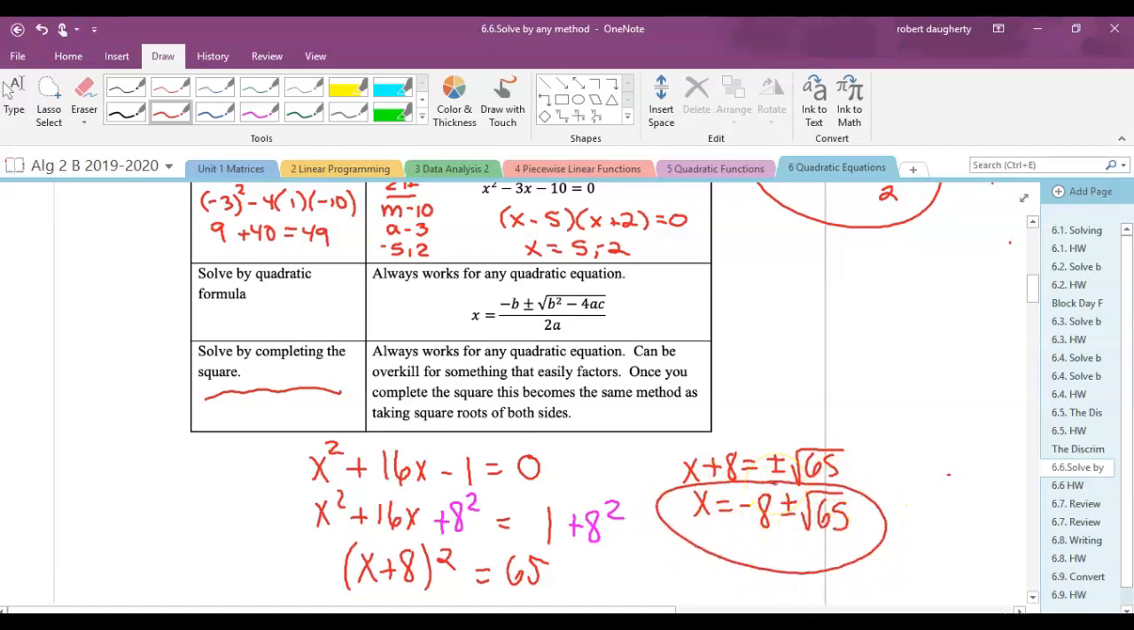Could I have solved this by factoring? Yes or no? Two numbers that multiply to negative 1 and add to 16. Not going to happen. Anytime you see square roots, this was not going to factor. You were going to have to use the quadratic formula or completing the square. But notice, once I get to here, completing the square turns into what kind of method? Taking square roots. So completing the square is turning it into a solve by square roots.